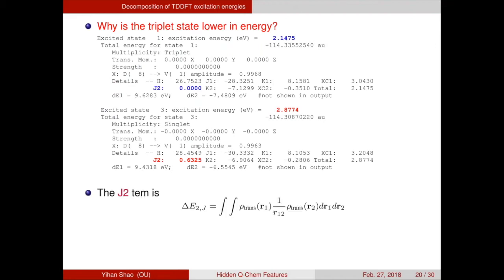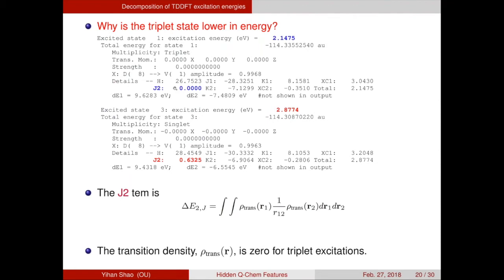Really, this Coulomb term comes from the transition density for this excitation. So it's really the self-interaction energy for the transition density. And so if we have the triplet excitation, the alpha transition density would be exactly the opposite of the beta transition density, meaning that it's different by a plus or minus sign. So in the end, the transition density is zero for triplet excitations. That's why this Coulomb term is zero for triplet excitation.